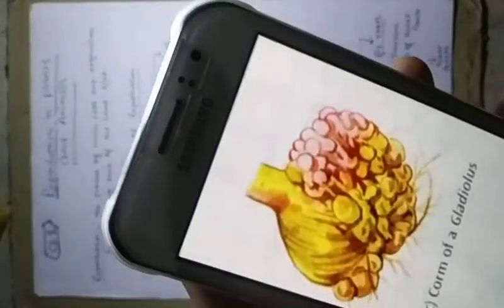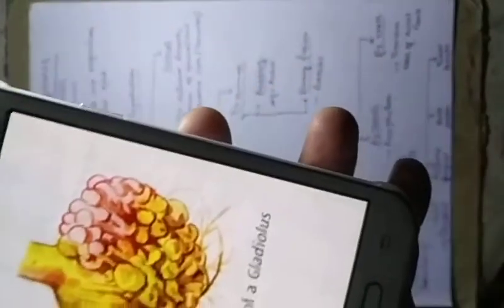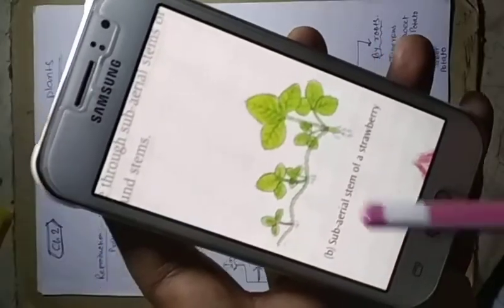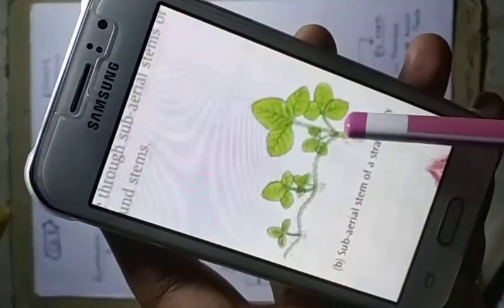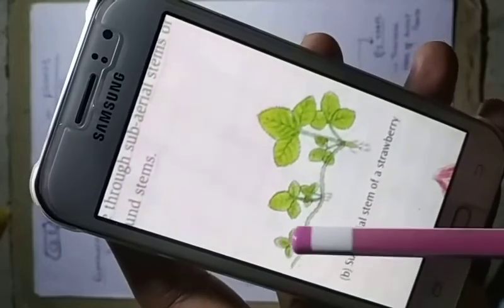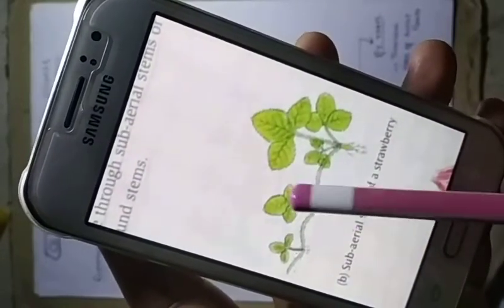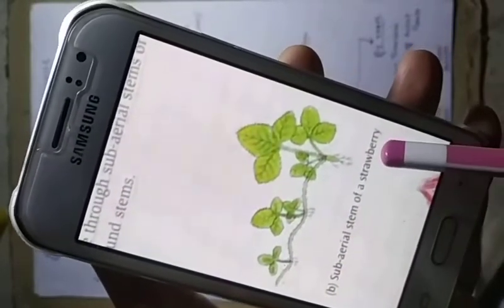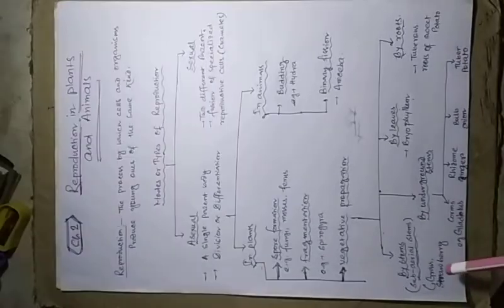Okay, and let me show you this subaerial part also. Students, it is the example of subaerial. You can see above, from each node a new plant will grow. Okay, new offspring, subaerial strawberry. Okay, so I hope you have seen the picture of the strawberry plant as well as gladiolus.